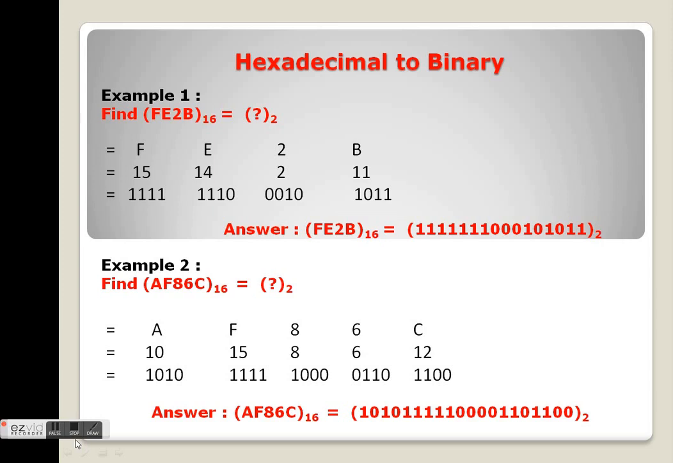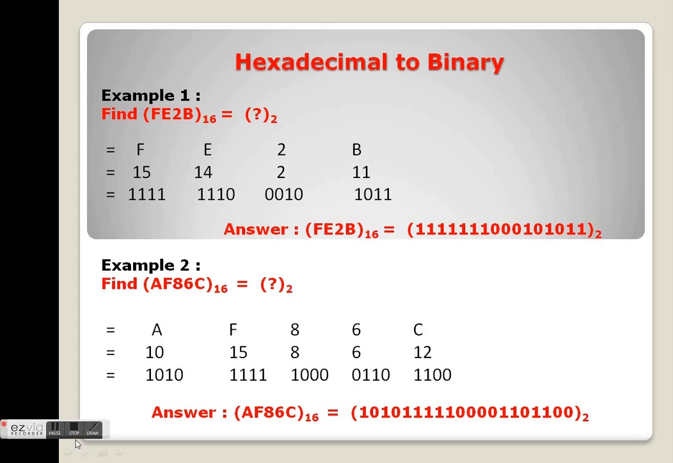We know that the decimal equivalent of B is 11, the decimal equivalent of E is 14, and the decimal equivalent of F is 15. And after that we will find the binary of each of these. So the binary of 11 is 1101, the binary of 2 is 0100, the binary of 14 is 0111, and the binary of 15 is 1111. So the final result is 1101010001111111. Students, you can check the second example also.